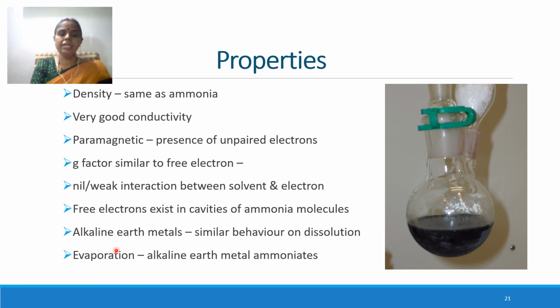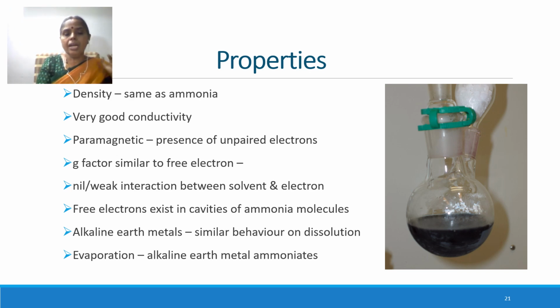If you evaporate the solutions of alkaline earth metals in ammonia, you get alkaline earth metal ammoniates. That means, just as hydrated forms, you get the ammoniated form of the alkaline earth metal. If it is an alkali metal, no change, you get only the alkali metal. But if you evaporate solutions of alkaline earth metals in liquid ammonia, you get the alkaline earth metal in its ammoniated form.